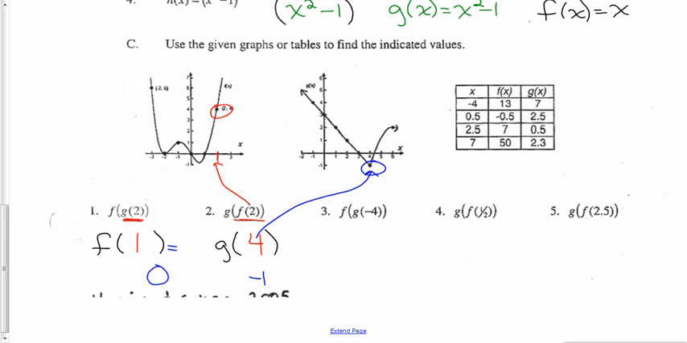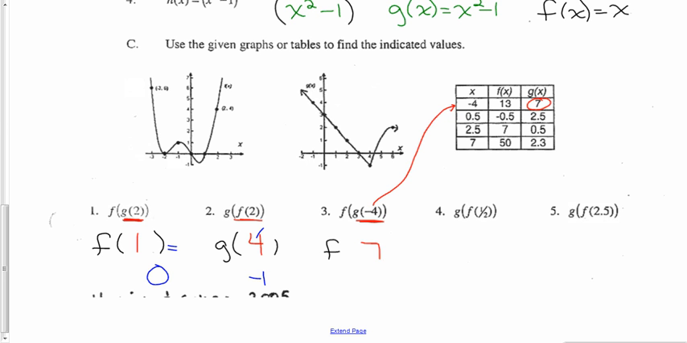Moving on to number 3. We now are going to take -4 and plug it in to g. So for this one, it's not in the graph. My graph only goes to -2, so I need to go to the table. So I go to the table, and when x is -4, g is 7. So g of -4 is going to be 7.